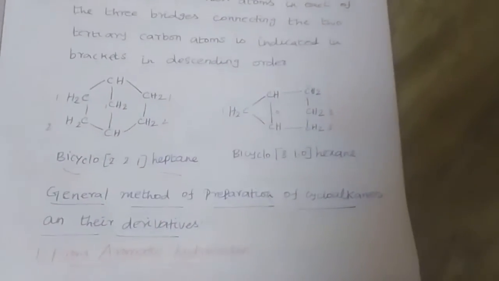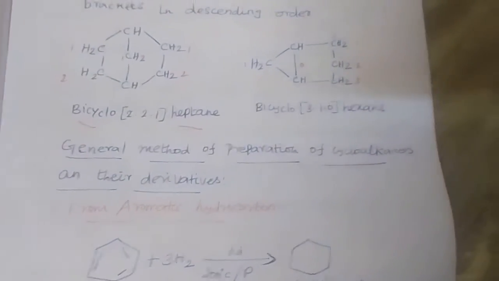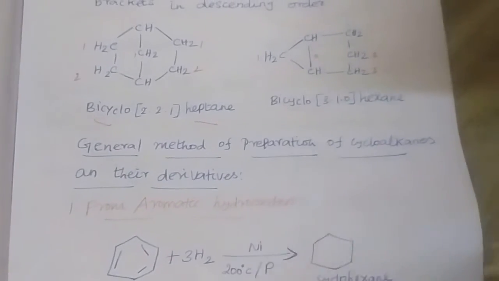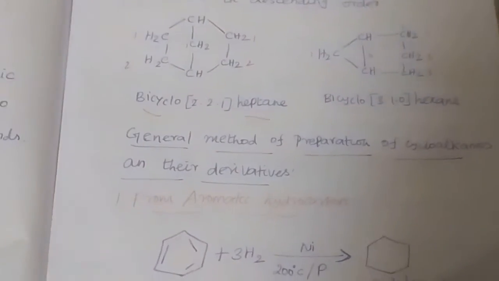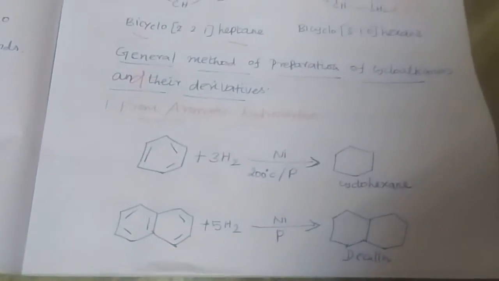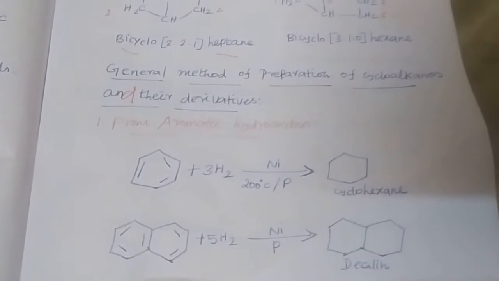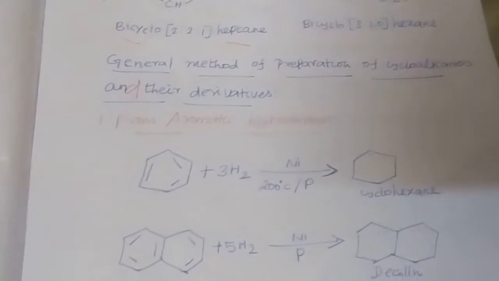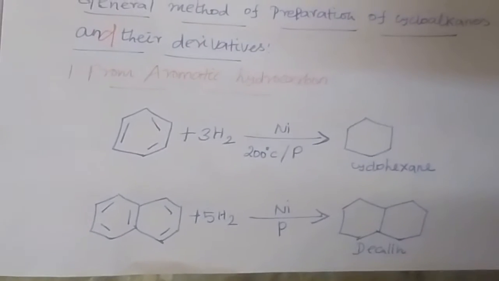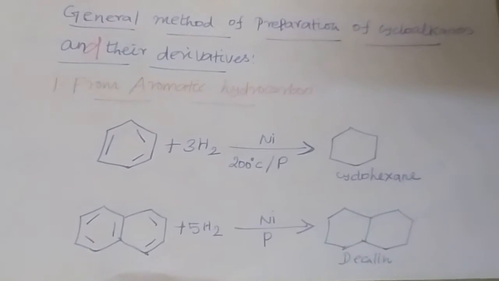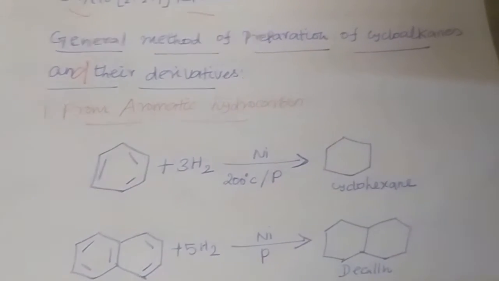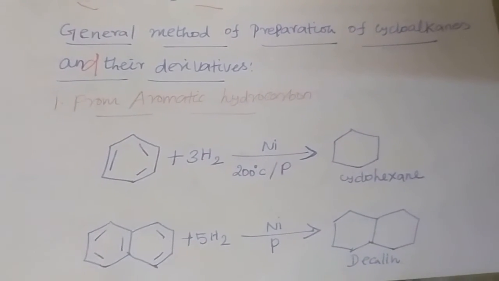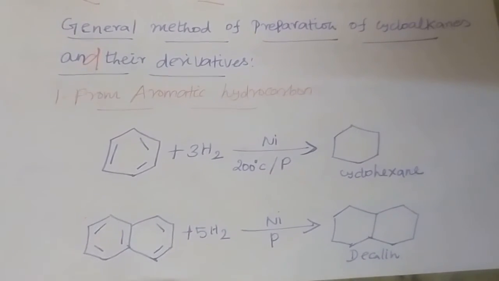Okay. So next, methods of preparation of cyclohexane and its derivatives. So the first one is from aromatic hydrocarbon. Here I take benzene. Okay, so benzene, in the presence of nickel and hydrogen, this is a reduction reaction. So all the double bonds are reduced to form cyclohexane.